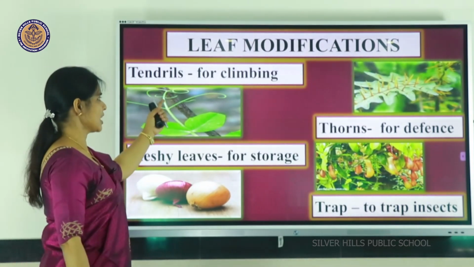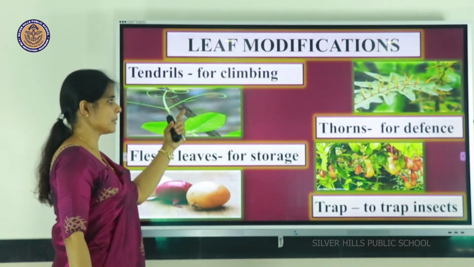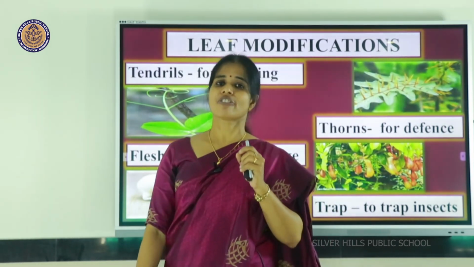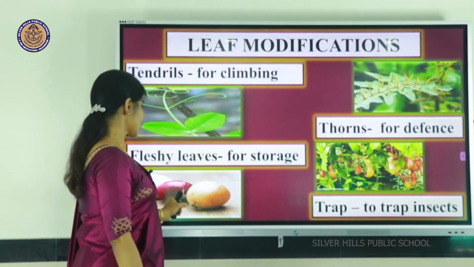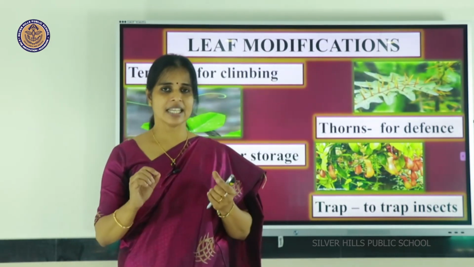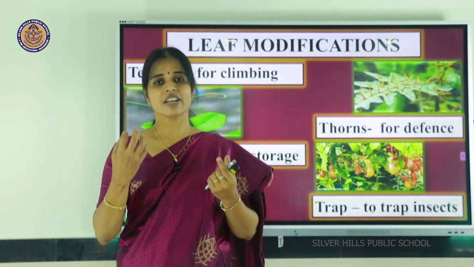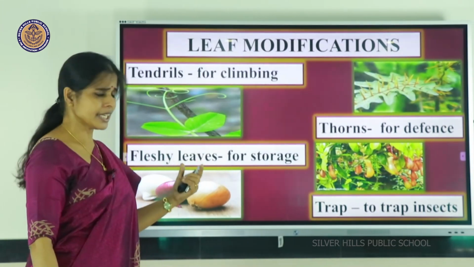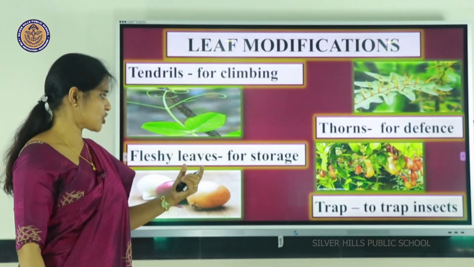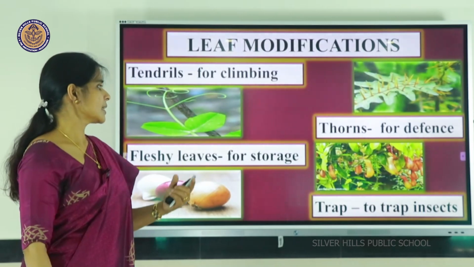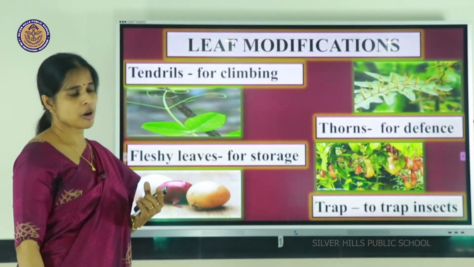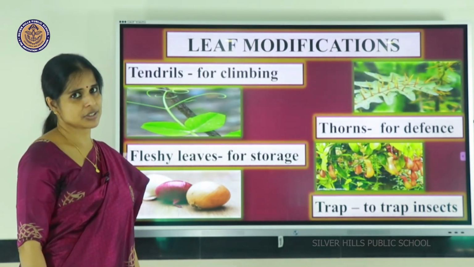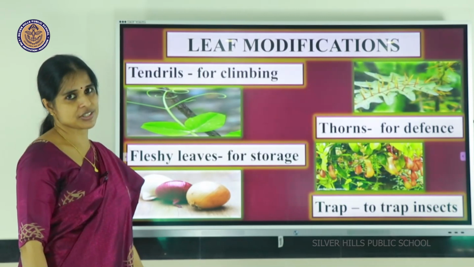Once again, the leaves are modified into tendrils for climbing purposes, thorns develop on the leaves for the defense mechanism, and in some cases the scaly leaves or fleshy leaves are for storage purposes. In some plants, especially insect eating plants like the pitcher plant, generally the leaves are modified into a trap which helps to trap the insect. So, these are leaf modifications.